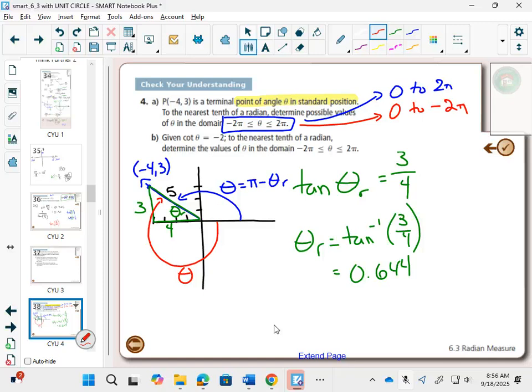So the blue one, in degrees, I would do 180 minus my reference angle. That would get me my blue angle in standard position. What about the red one? Okay. So what I like to do with negative angles is sort of think positive angles and just add a negative at the very end.